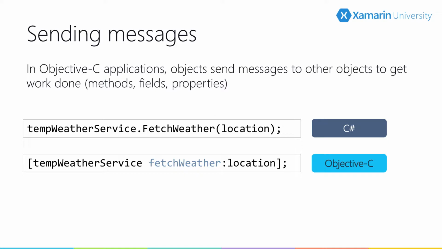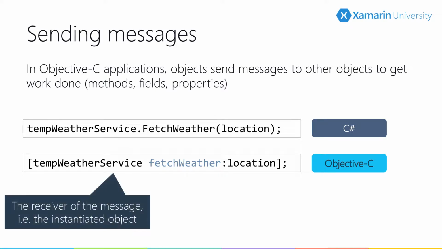So let's break this down. On the left-hand side, you have a reference to an instance of a weather service. This is the object that is going to drive the functionality that we are looking for. And it's going to be the receiver of this message.